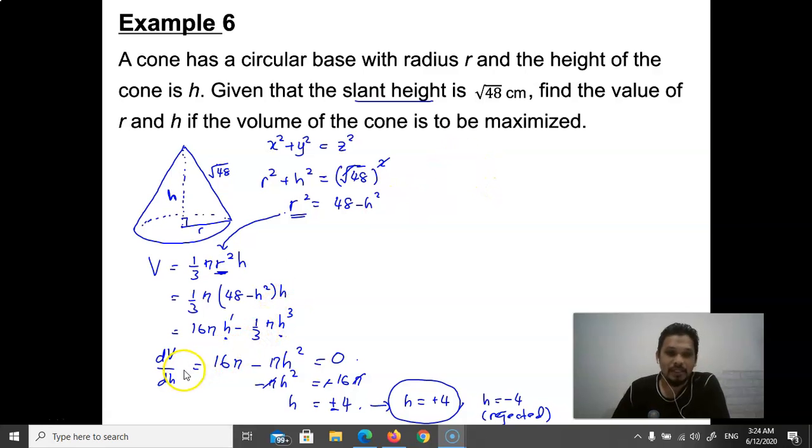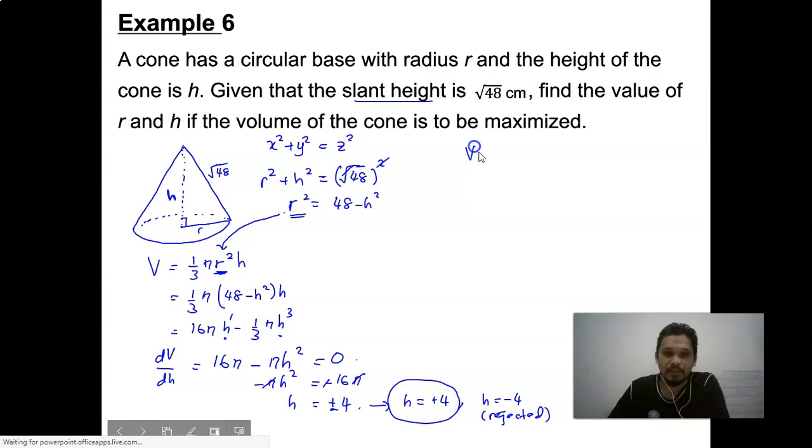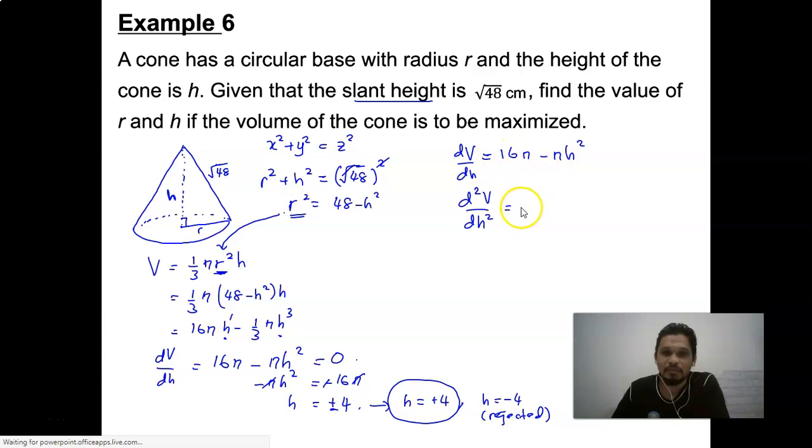And then we derive for the second time. dV/dh equal to 16 pi minus pi h squared. Okay, I rewrite here dV/dh equal to 16 pi minus pi h squared. Then we derive again, find the second derivative of V with respect to h: 16 pi is a constant, there's no variable or unknown h here, so deriving this equal to 0 minus 2 pi h.